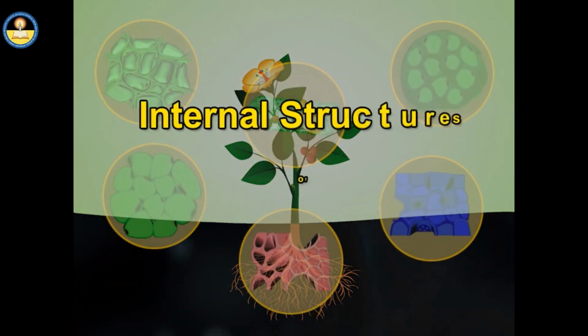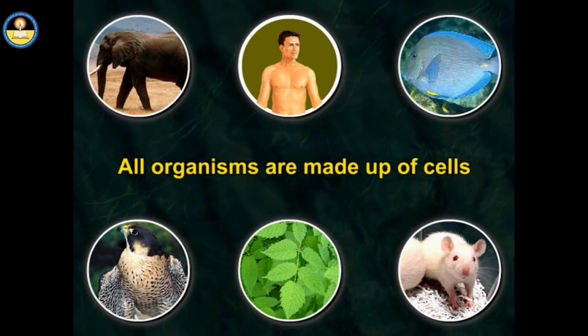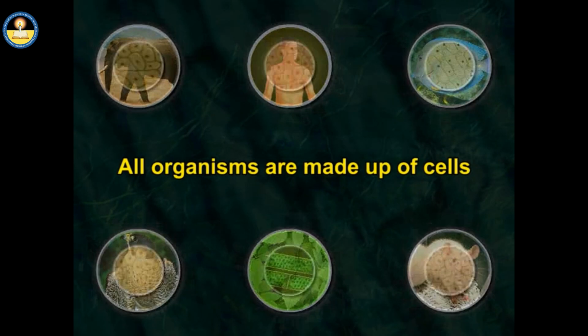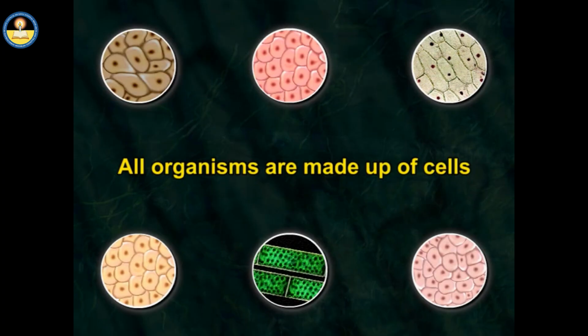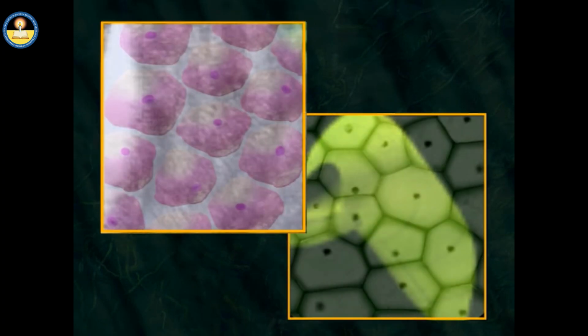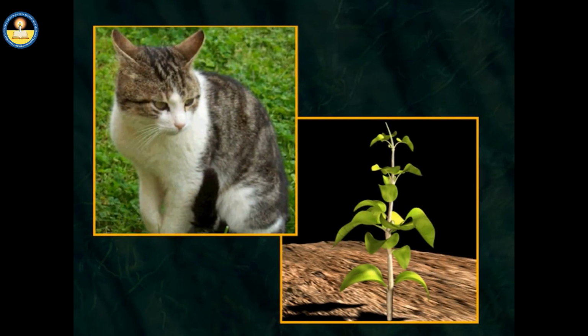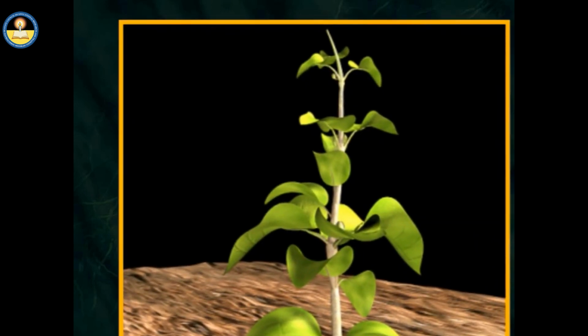Internal structures of plant parts. All living things are composed of one or more cells. In a multicellular organism, cells form tissues and various tissues join to form organs. In plants, organs are known as parts.